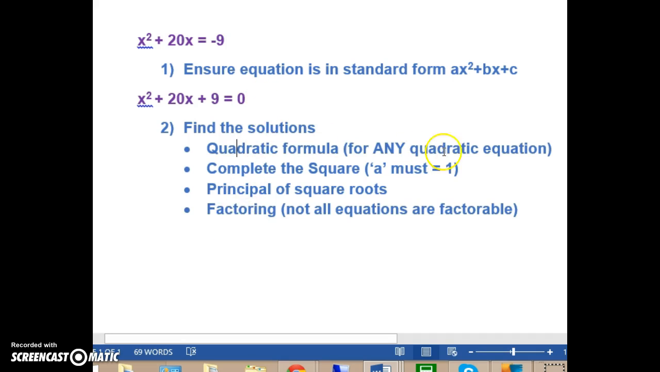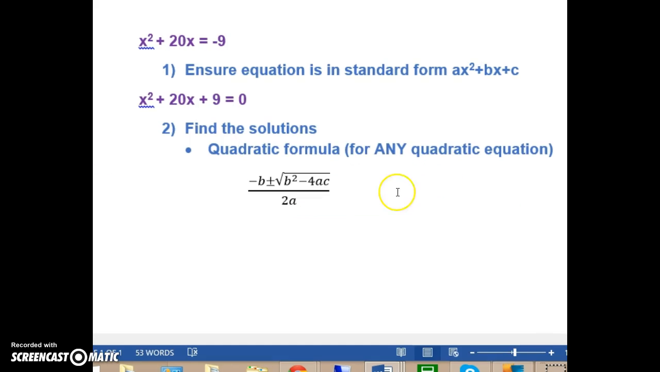Since the quadratic formula can be used for any quadratic equation, and that tends to be one of the most difficult for students, I will use that one to solve this quadratic equation. This is the quadratic formula, so you need to identify in your quadratic equation what a, b, and c are, and substitute those values in to be able to solve. In this equation, a equals 1, b equals a positive 20, and c equals a positive 9. So once we substitute those values in, we can simplify and solve.